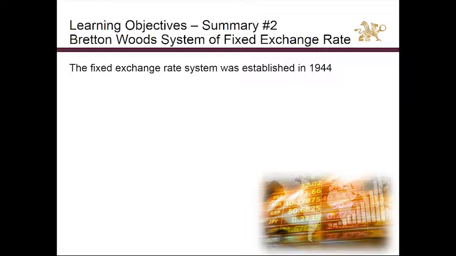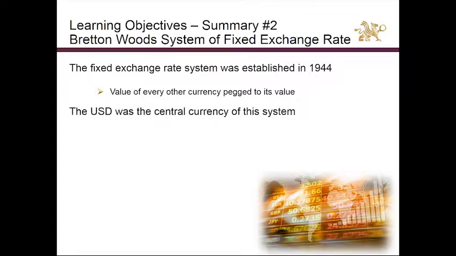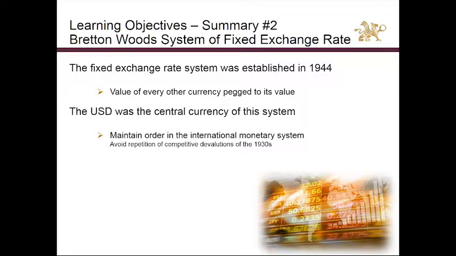The US dollar was the central currency of this system. The value of every other currency was pegged to its value. Significant exchange rate devaluations were allowed only with the permission of the IMF. The role of the IMF was to maintain order in the international monetary system and to A, avoid a repetition of the competitive devaluations of the 1930s, and B, to control price inflation by imposing monetary discipline on countries.